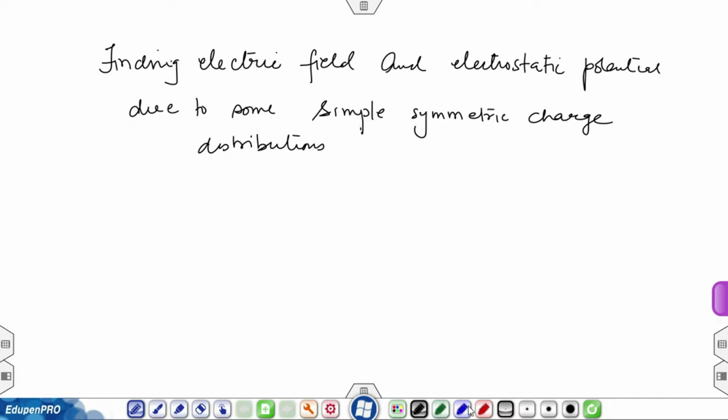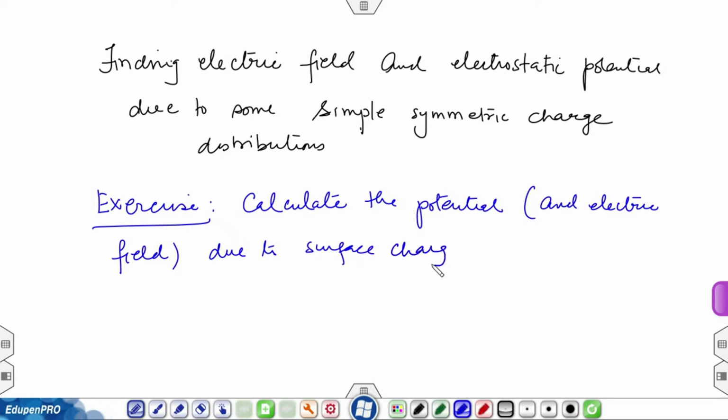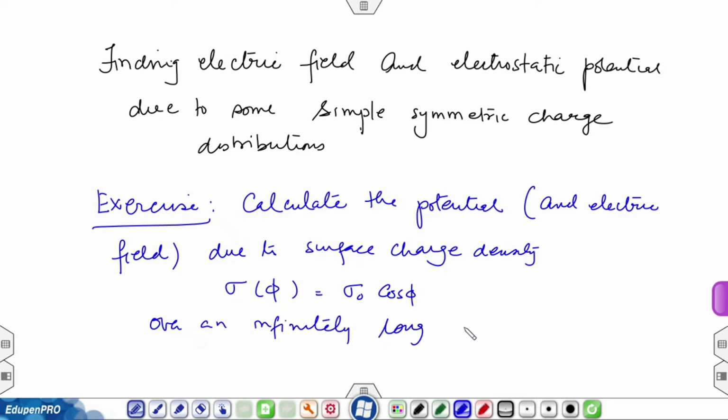What I want to focus on today is calculation. So, today's exercise is going to be: calculate the potential and electric field, and that will be left for you, due to surface charge density sigma phi equals sigma naught cosine phi over an infinitely long cylindrical shell of radius r. So, let us start this problem.